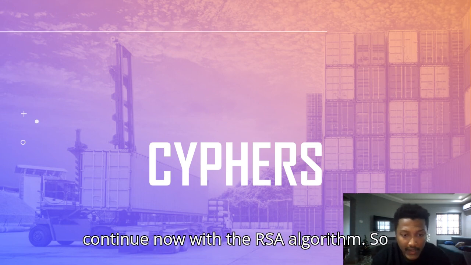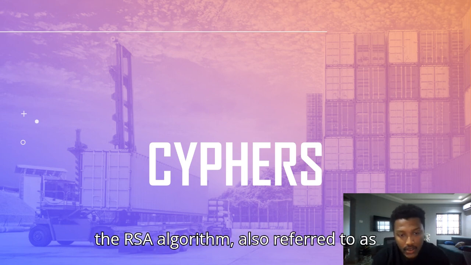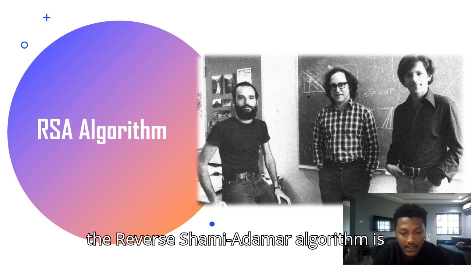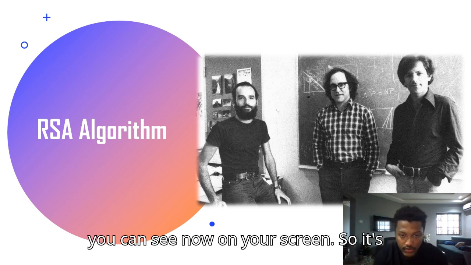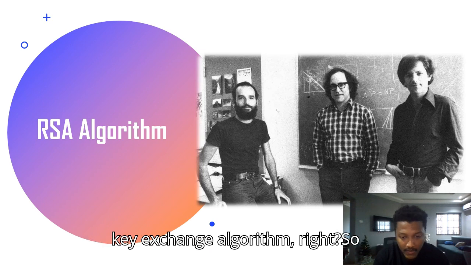So I will continue now with the RSA algorithm. The RSA algorithm, also referred to as the Rivest-Shamir-Adleman algorithm, is a cryptography algorithm that was designed by the two gentlemen that you can see now on your screen. It's an asymmetric cryptography based public key exchange algorithm, right?